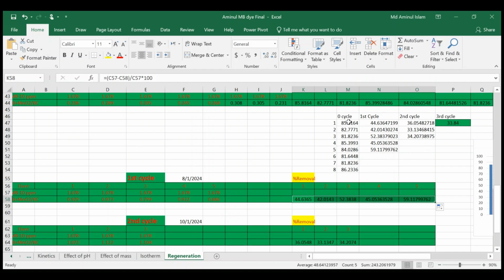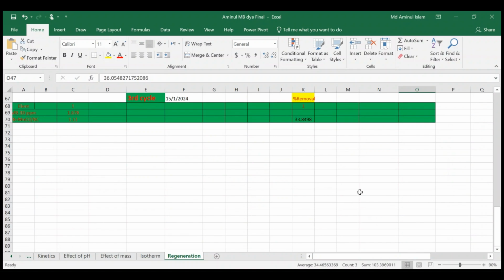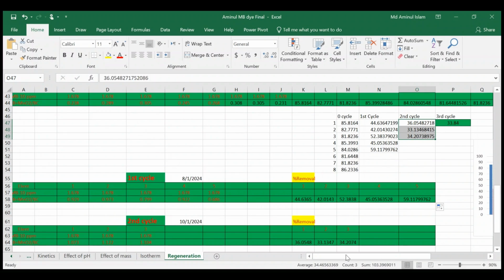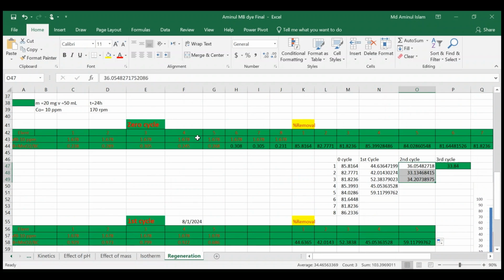If you wish, you can take the average to get one value for each cycle. Then you can plot cycle number versus percent removal. So this is how you can easily calculate regeneration capacity using Excel sheet.